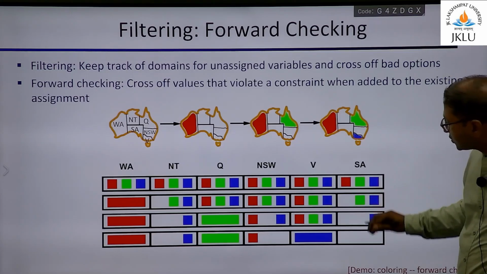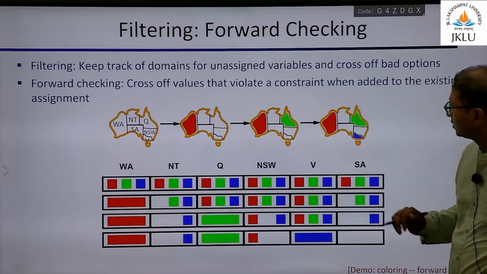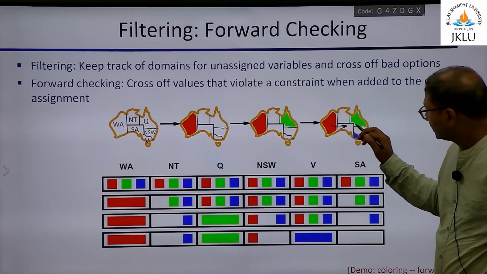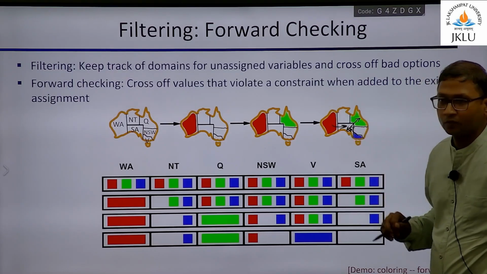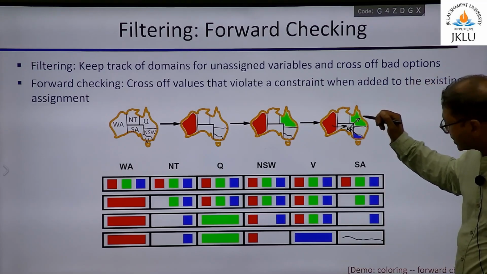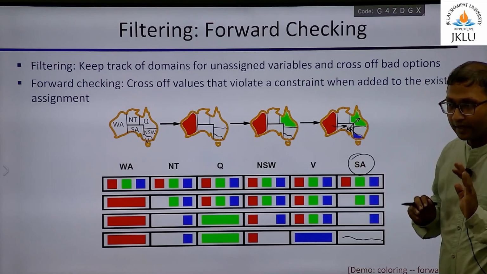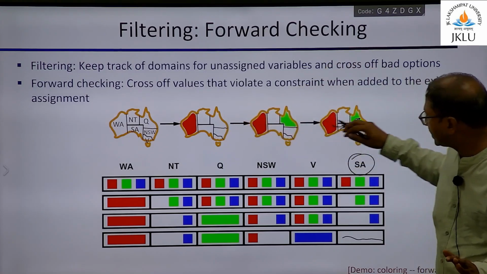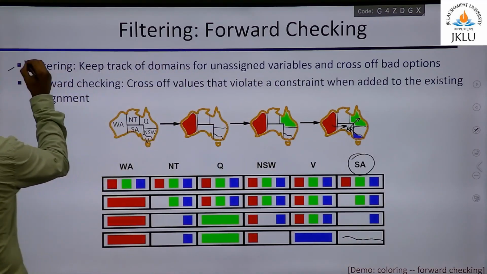So SA does not have any option anymore. Why not? This guy stops red, this guy stops green, and this guy now stops blue. So SA is not left with any option. So for this particular assignment, the domain for SA is empty now. So this path that you were following gives you an inevitable failure.